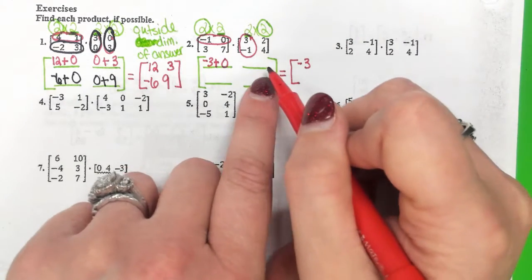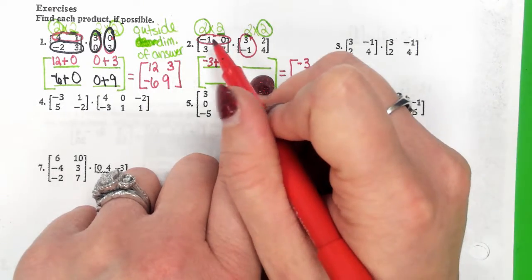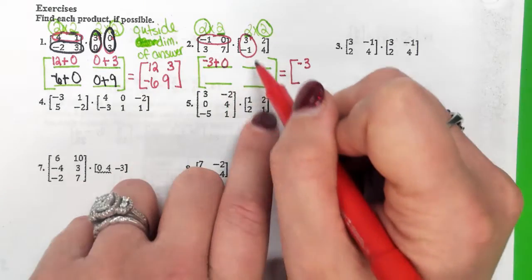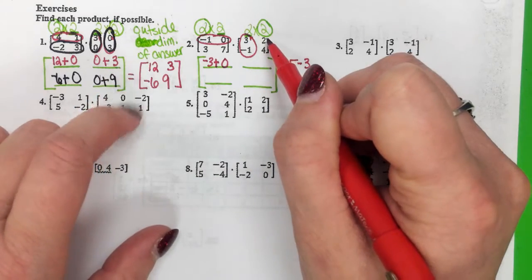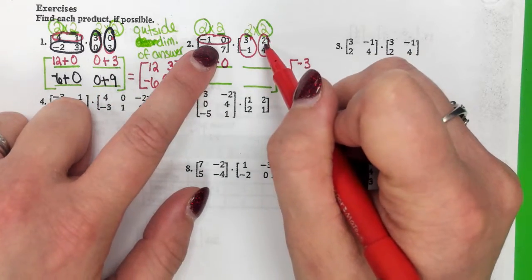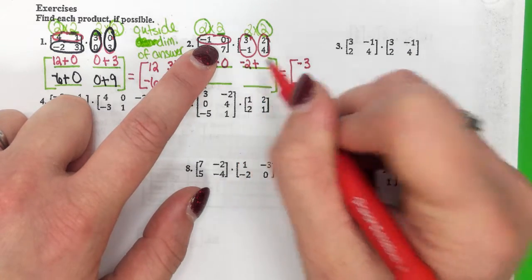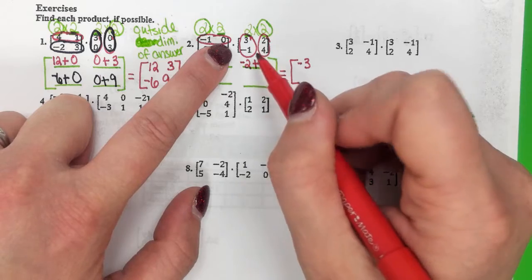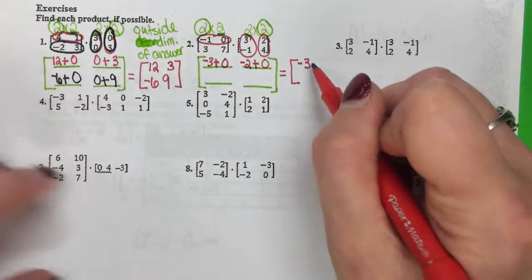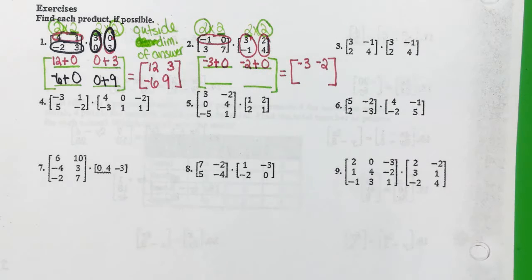Alright, let's do this one. What row is this one in? First row, so -1, 0. But what column is that one in? First or second? 2. Alright, so I got -1 times 2. What's that? Go. -2. Y'all wake up. Come on, stay with me. What's 0 times 4? 0. What's negative 2 plus 0? Negative 2. Perfect.